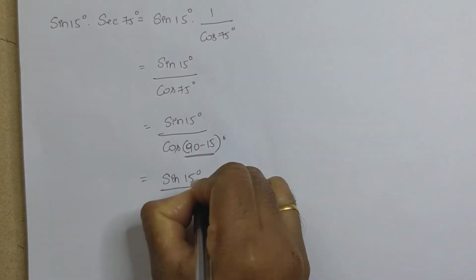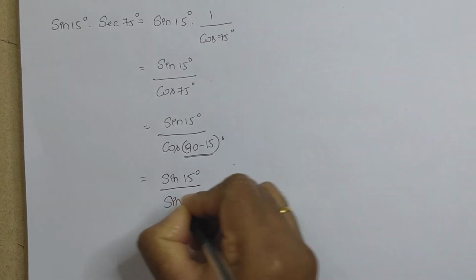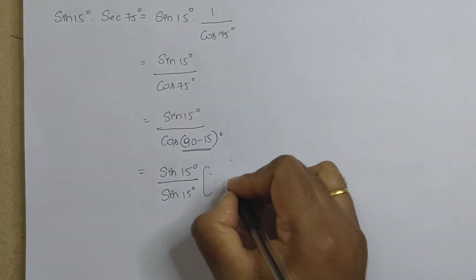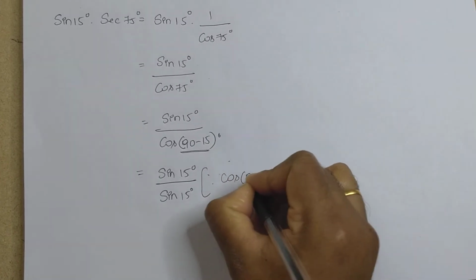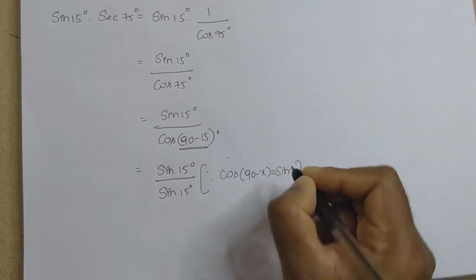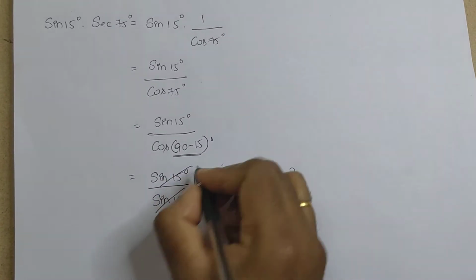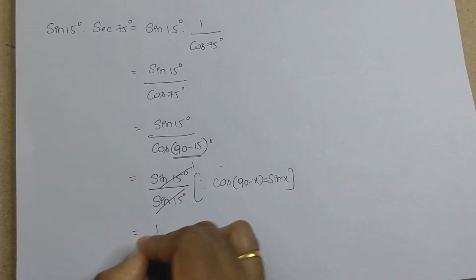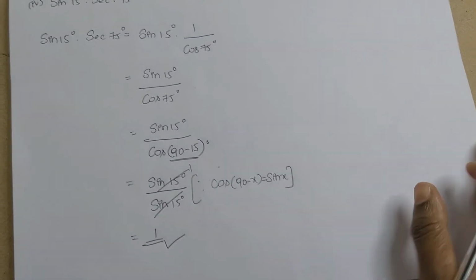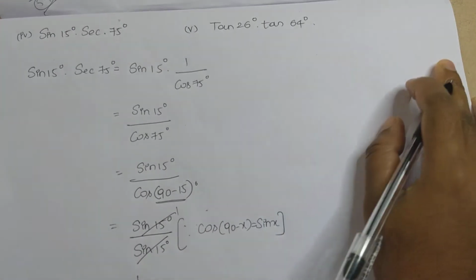So cos of 90 minus x can be written as sin x. This we have learnt in the previous video. Write it here in brackets, since cos of 90 minus x equals sin x. Sin 15 will be cancelled off. We will be getting the answer as 1 for sub question 4. Clear? So in the same way, let's solve sub question 5 also.